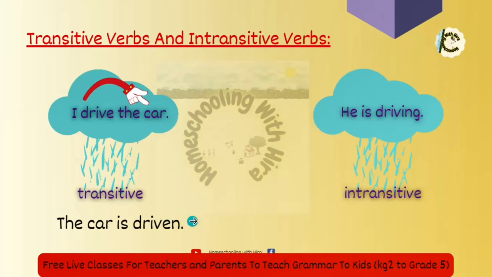So here's the passive form of the sentence. I drive the car. The car is driven. Right? In intransitive verbs, we do not have any object. So we are simply saying he is driving. We are not telling what he is driving. He is driving. The action is driving, but the action is not transferred to an object. This is why is driving is an intransitive verb.